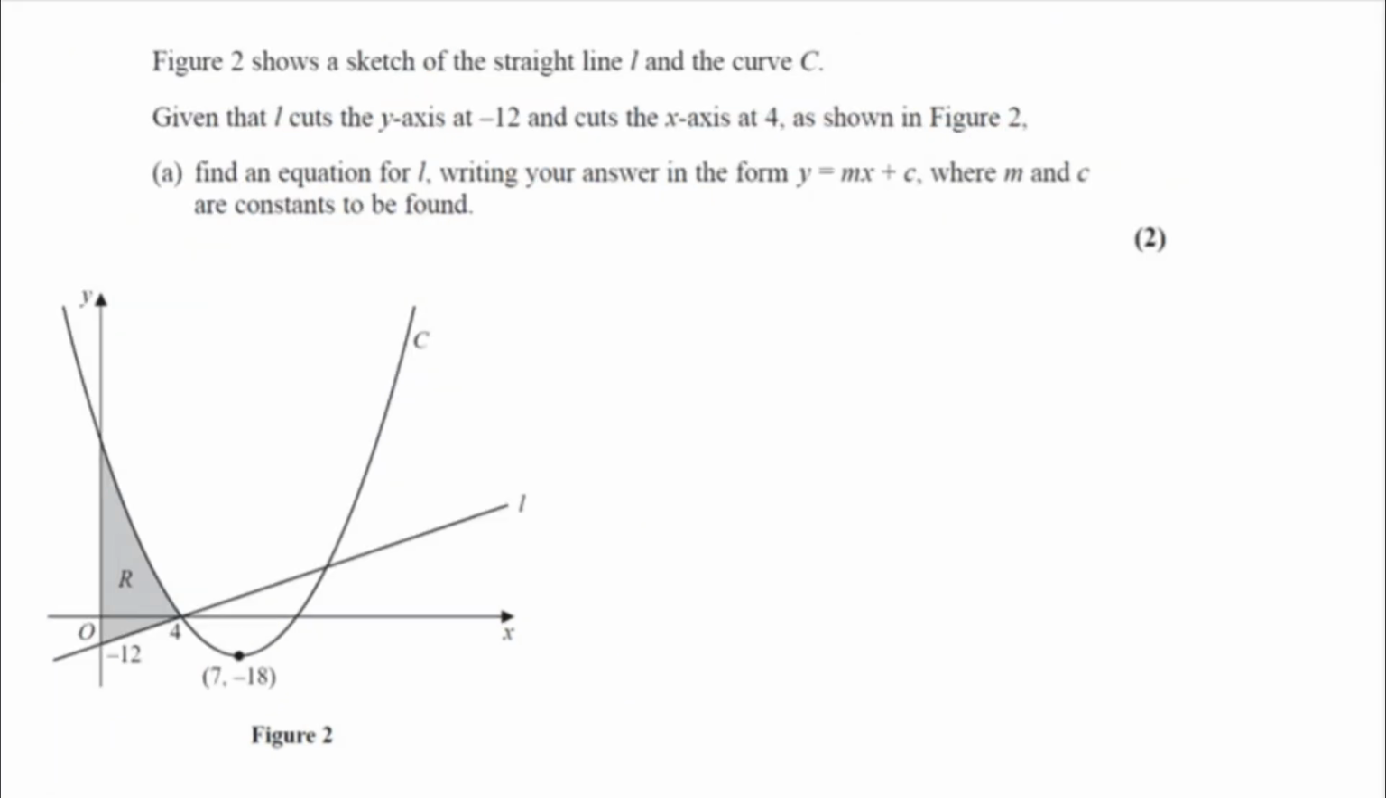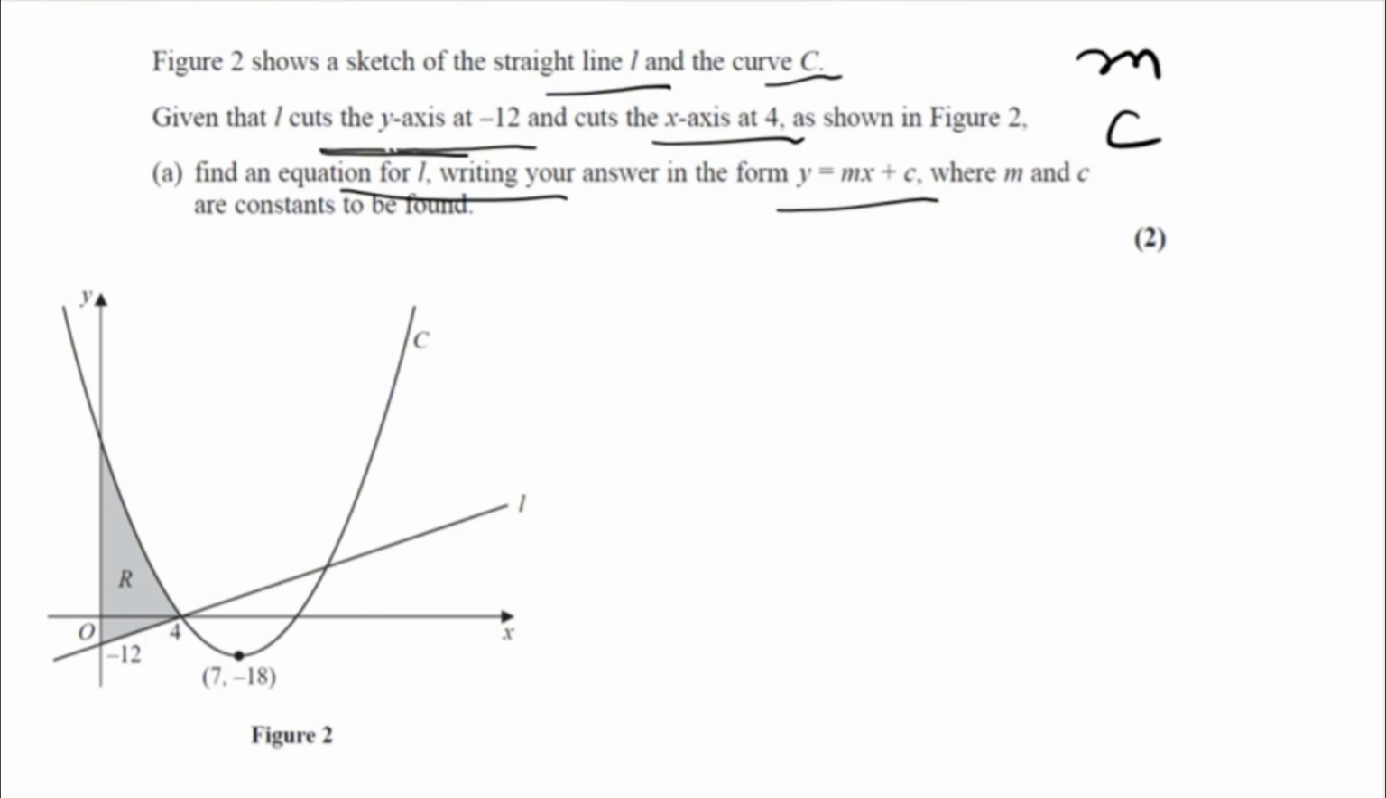Question 2. Figure 2 shows the sketch of the straight line L and curve C. Line L cuts the y-axis at minus 12 and the x-axis at 4. Find the equation of the line in the form y = mx + c. Now to find the equation of a line, we need two things: gradient and y-intercept. And to find the gradient, we need two coordinates.